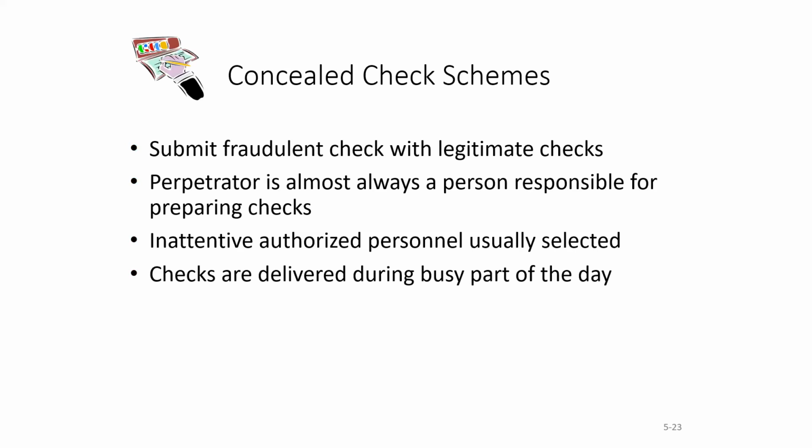Concealed check scheme. So this is where we have that rubber stamp supervisor, where they're just signing a whole bunch of checks and they're not even looking at them, and we just slip a fake one in there, and they sign it, and then we get that check. So that's another scheme that we could use, where we're taking advantage of the signer because we know that they're not going to look at it very closely, and they're just going to sign it, like that rubber stamp supervisor that we talked about in the last video.